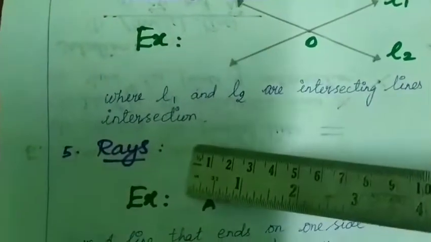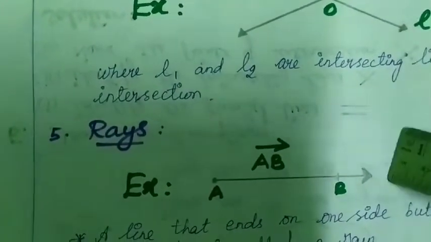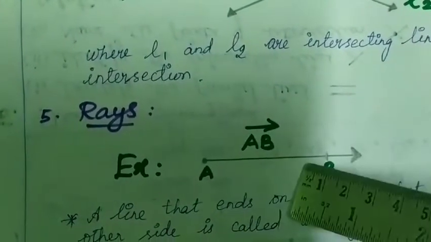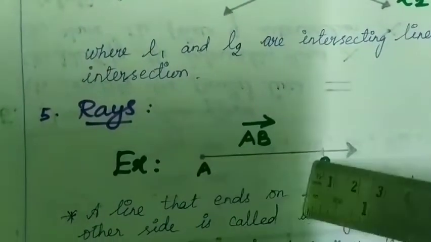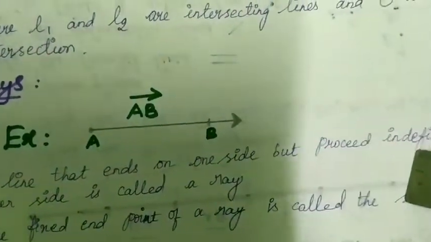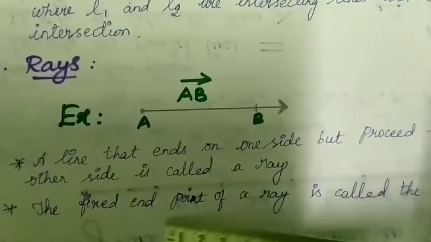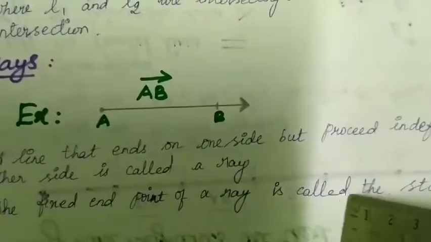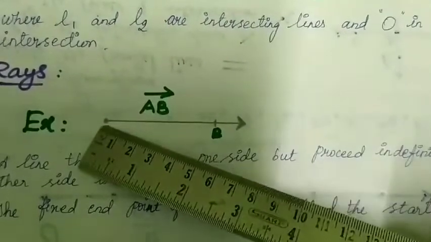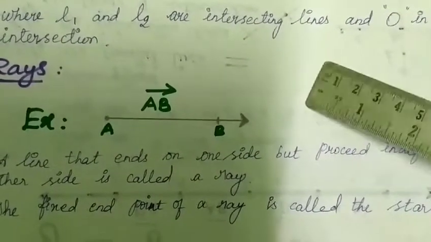Go to the next one, rays. A ray means one end. In the line, one end has the arrow mark. For example, an arrow. That is called the ray. A line that ends on one side but proceeds indefinitely on the other side is called a ray. The fixed end point of the ray is called the starting point. This fixed end is the starting point, and from this one it will go in any direction.